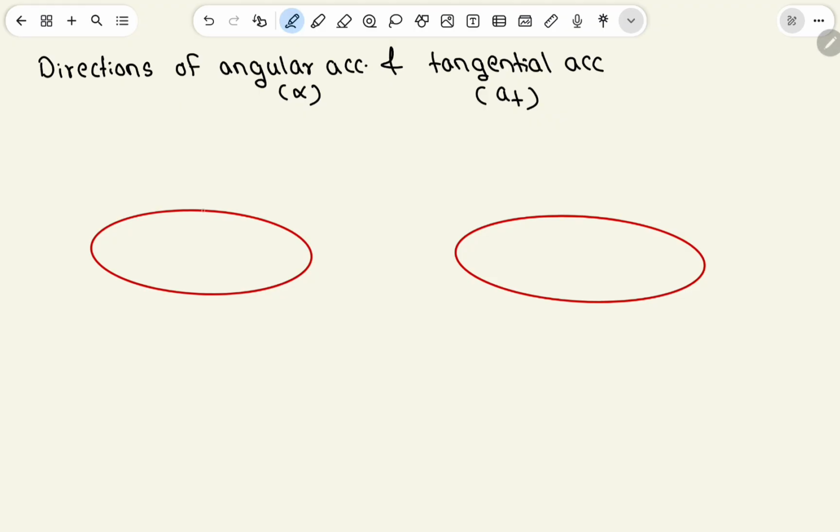Now in the first case, we will consider an anti-clockwise circular motion. In an anti-clockwise circular motion, we know that omega is an axial vector. Therefore, the direction of omega will be along the axis. And if we are observing from the top, then since it is anti-clockwise, the direction of omega will be towards us, and since we are observing from the top, the direction of omega will be upwards.